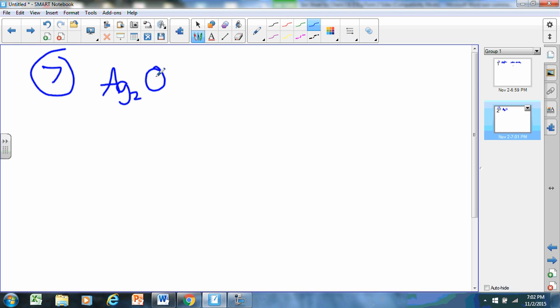So 7 is called Ag2O. And this 2, as you think back to worksheet 1, this 2 is here just because we need to balance the charges. The positive charge has to cancel the negative charge. And this 2 is coming from the fact that silver is +1 and oxide is -2. And it really doesn't matter when you're naming unless you need a Roman numeral.